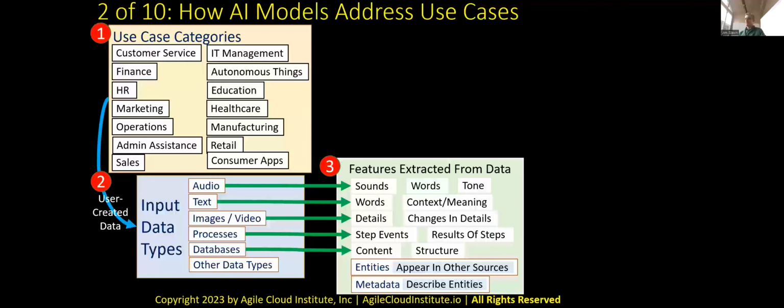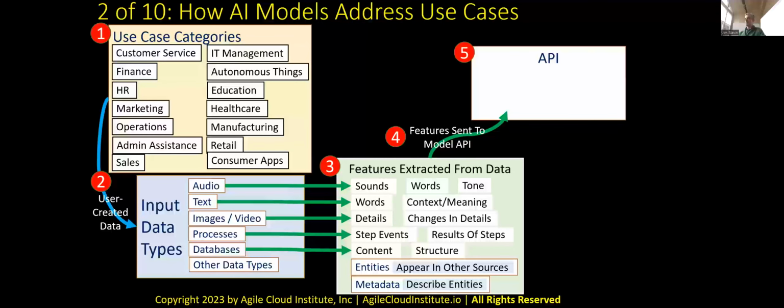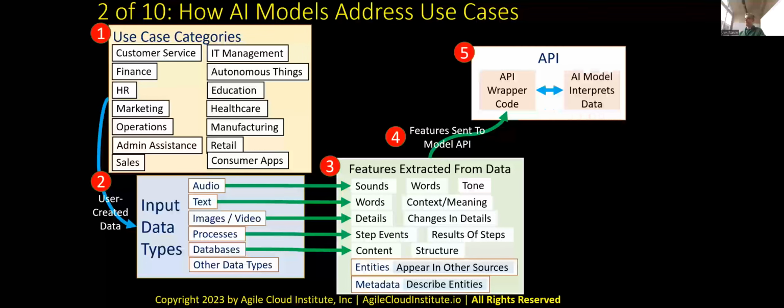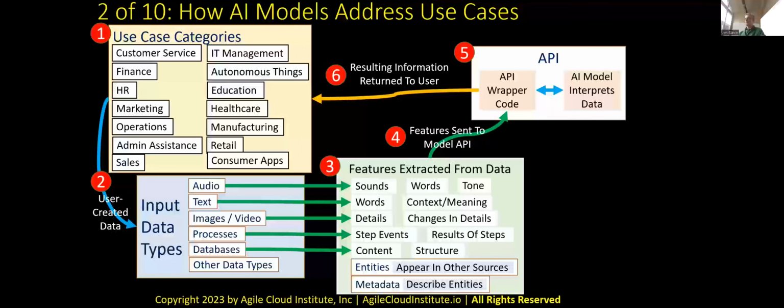Now let's move on. Number 4 in the slide shows how feature data is sent from the data lakehouse into an API. Number 5 on the slide illustrates the API. API wrapper code receives the feature data and sends the feature data into the AI model. The AI model then interprets the feature data and returns intelligent information back to the API wrapper code. Number 6 on the slide shows how the resulting information is then returned to the end user from the API. We have abstracted away many of the details so that this diagram can be widely applicable.